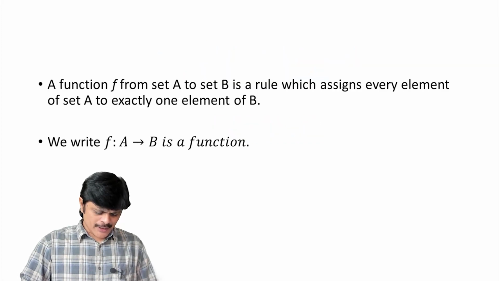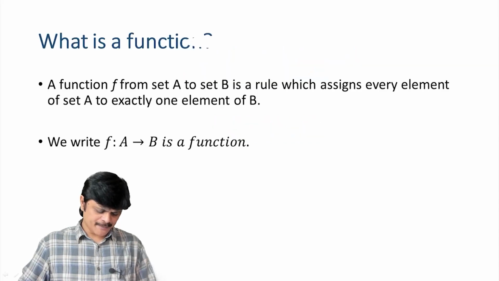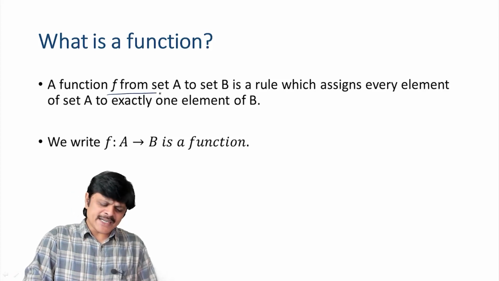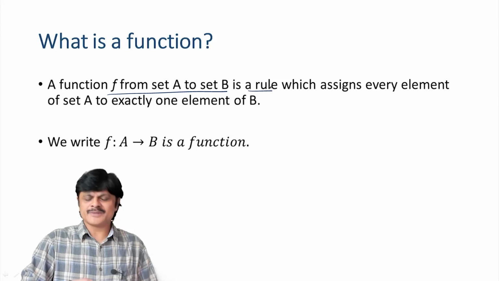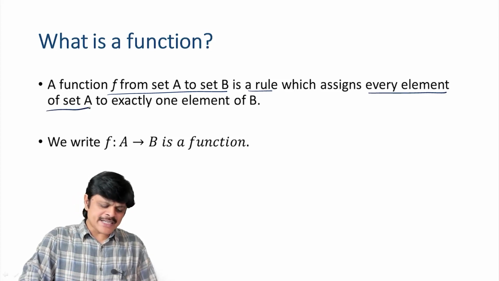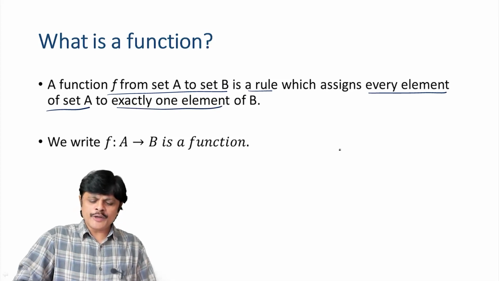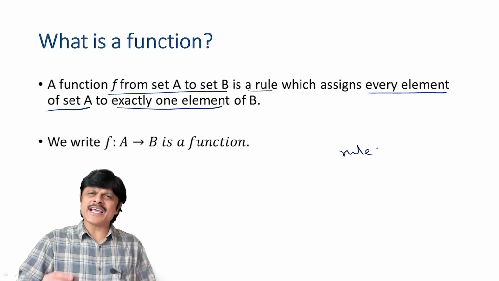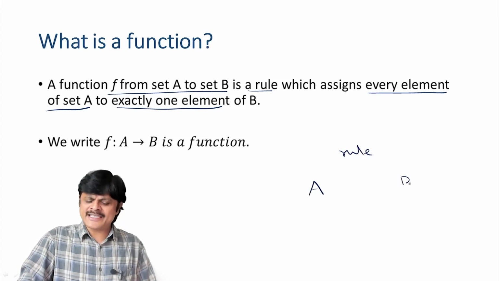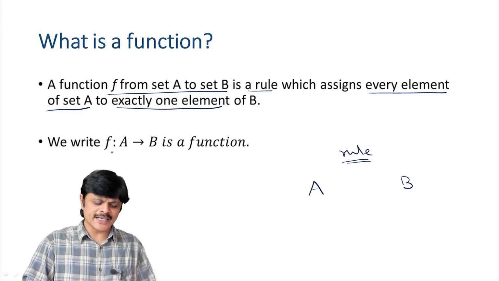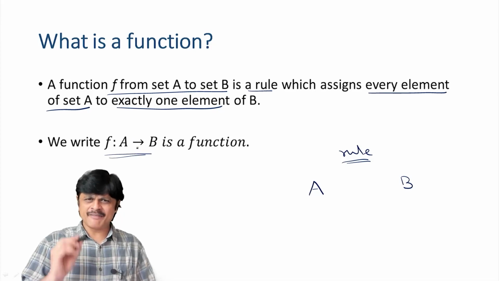So let us see the definition of a function. What is a function? See, a function from set A to set B is a rule. It is a rule which assigns every element of set A to exactly one element of set B. So if you are having a rule which assigns every element of set A to exactly one element of set B, then such a rule is called a function. We say that f maps A to B is a function.